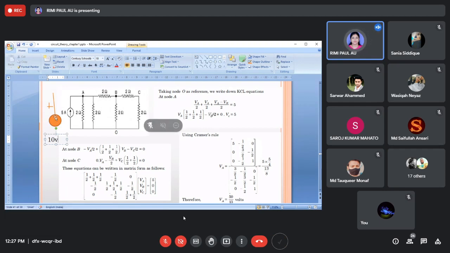Similarly, if I convert this 10 volt source to a current source, we just divide by the series resistance: 10 by 2, we get 5 ampere, with a parallel resistance. So if I get a voltage source here, then it is very easy, because only one node is present at that time.